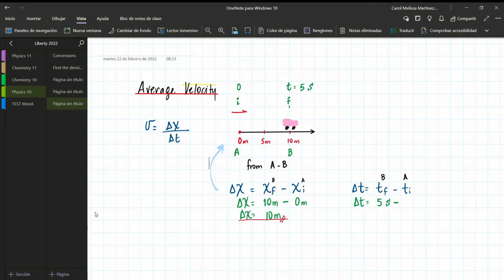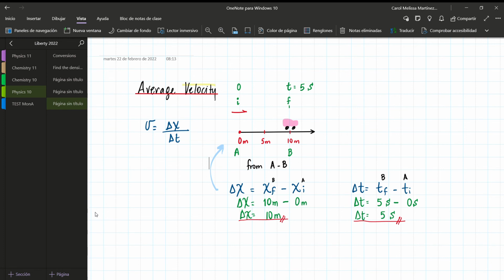So we say final time minus initial time. Initially, my time was 0 seconds. So my change in time is 5 minus 0, 5 seconds. So with this, you have your delta t. Now, how do we get average velocity?